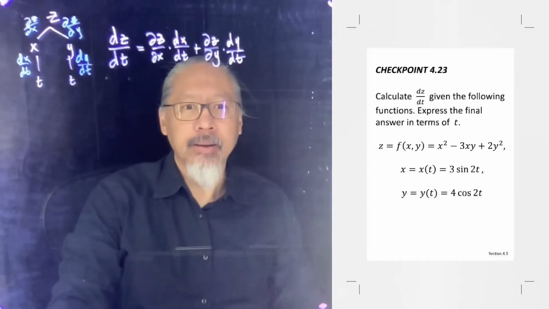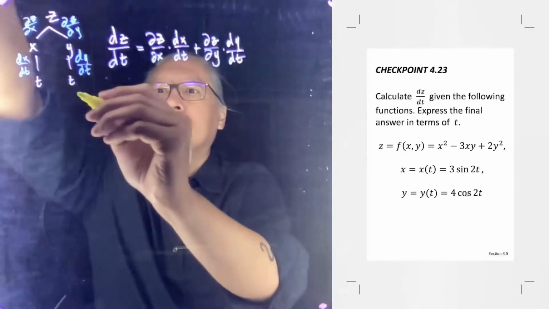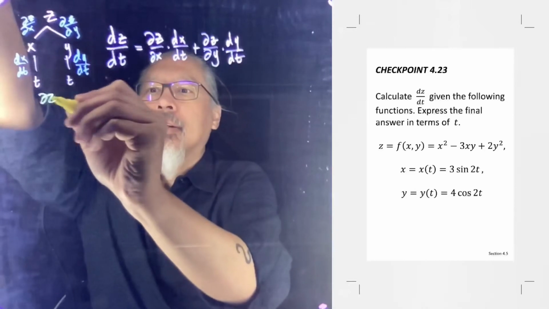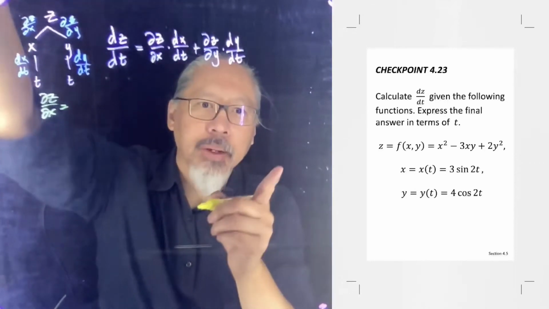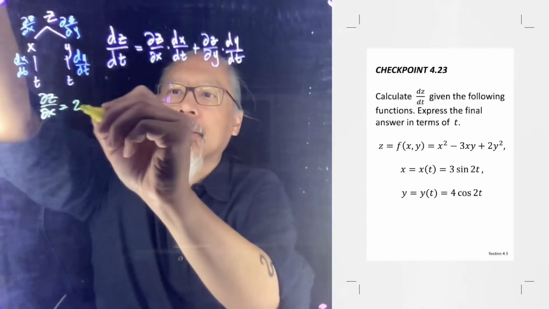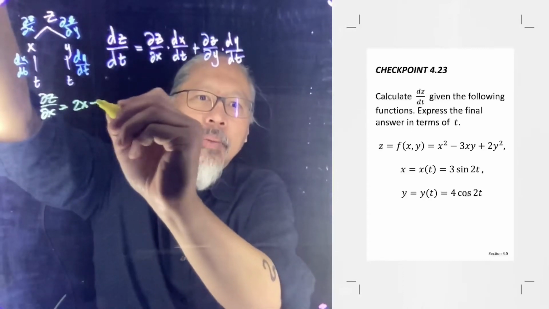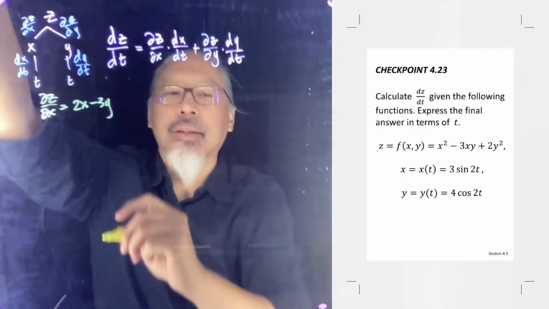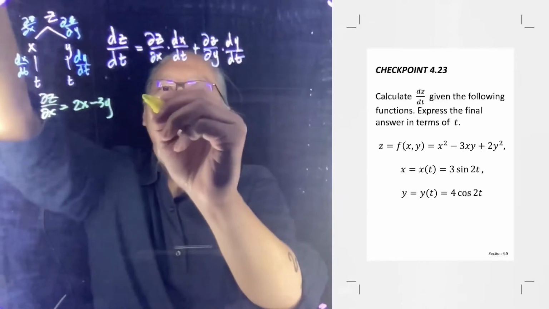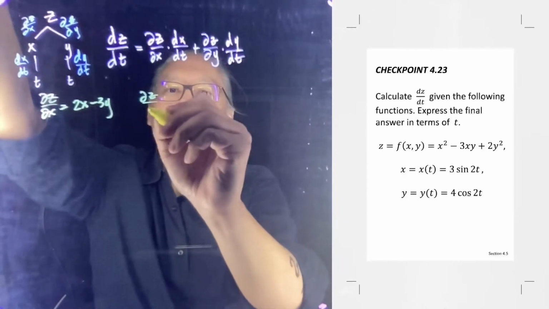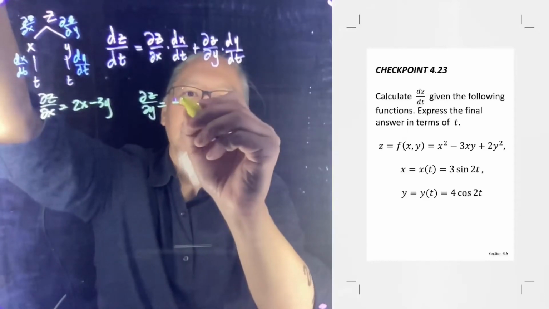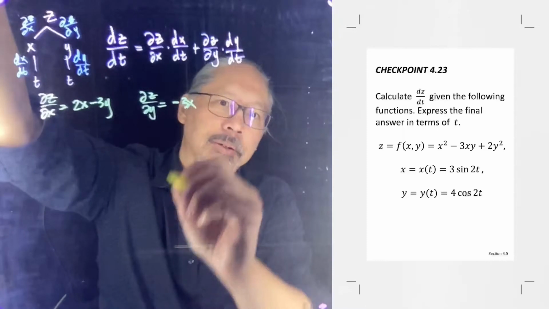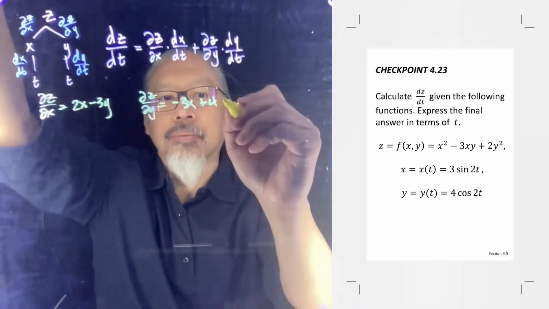Let's find the partial of z with respect to x and then with respect to y. With respect to x, we're going to get 2x minus 3y, and then the other one's constant, 0. And the partial of z with respect to y will be 0 minus 3x plus 4y.